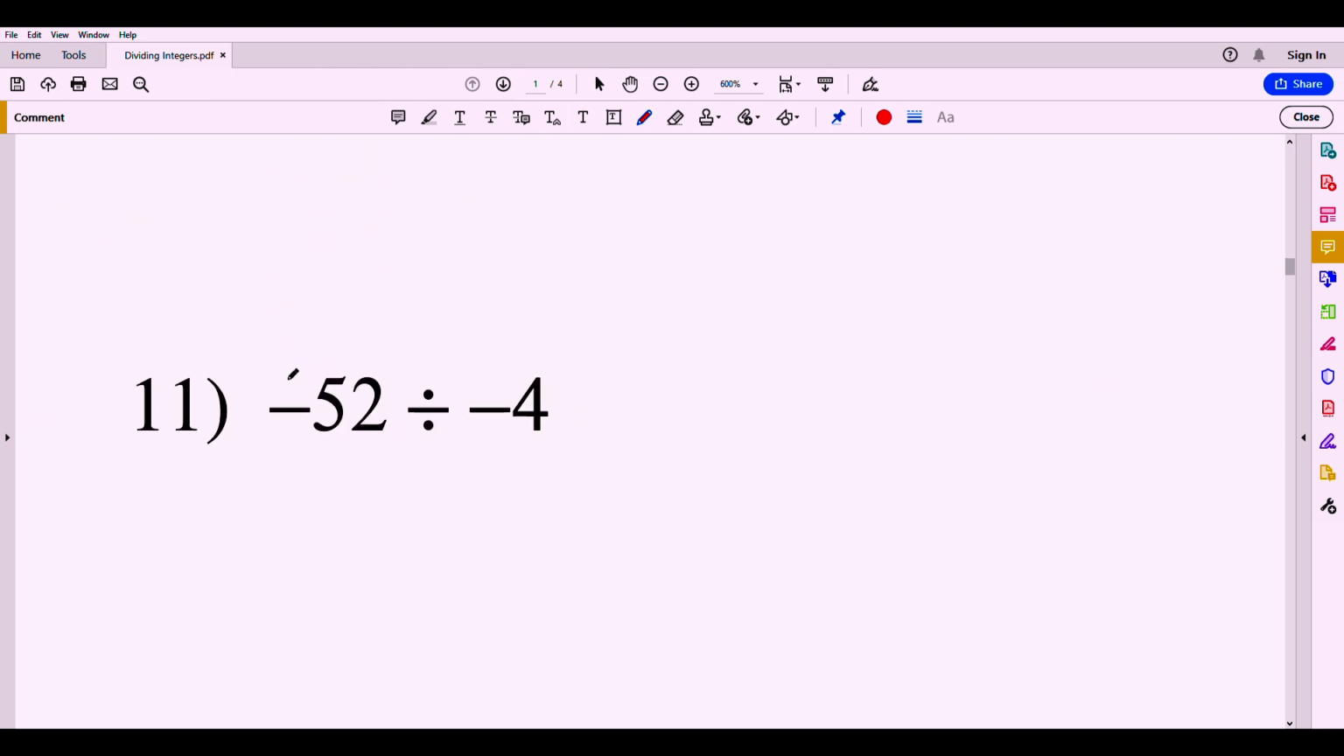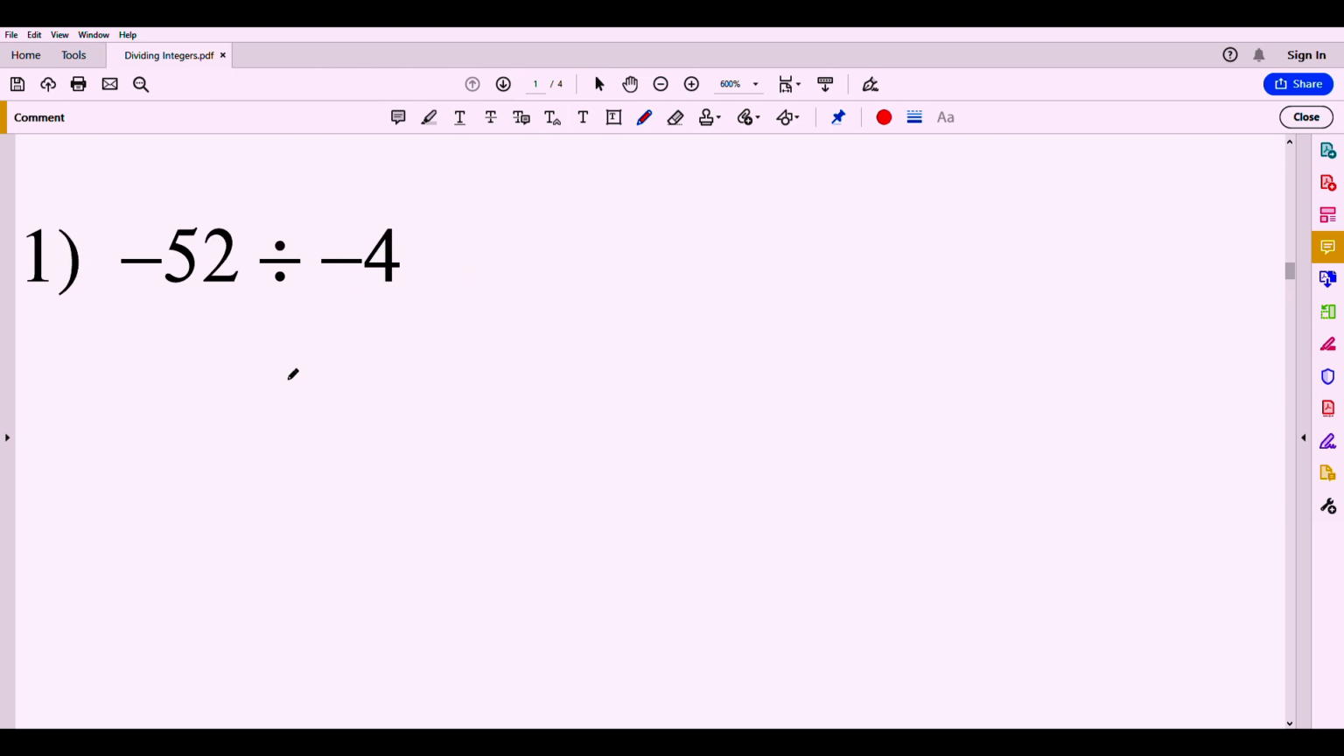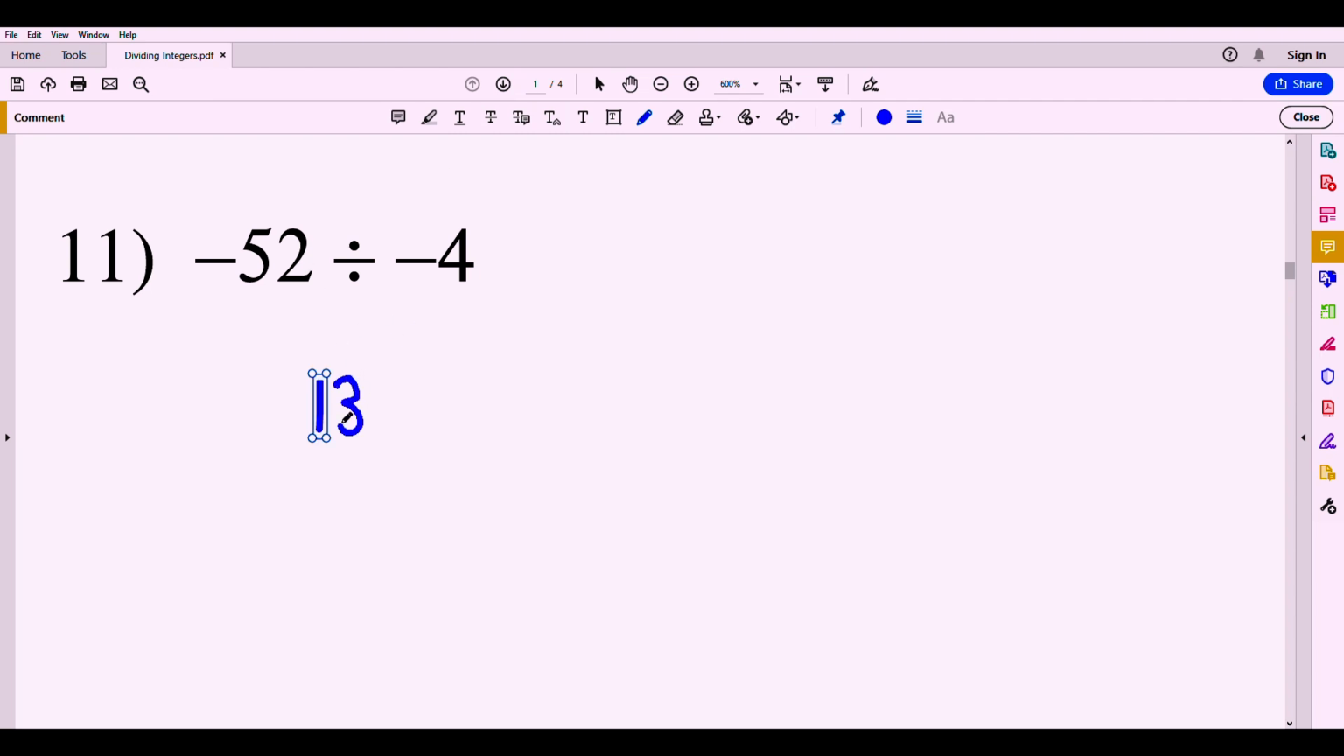Moving on to number 11, we have negative 52 divided by negative 4. Negative divided by a negative is a positive, so we know our solution is going to be positive. And 4 goes into 52 13 times. And the way I did that in my head is I know that 4 times 12 is 48, and then one more 4 gets me to 52, so that would be 4 times 13. And again, a negative divided by a negative is a positive, so this is positive 13.